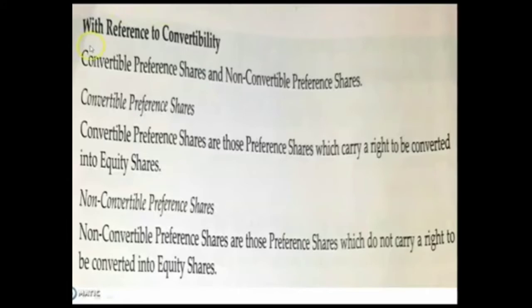Next category of preference shareholders are with reference to convertibility. There are two types of preference shares: convertible preference shares and non-convertible preference shares. Convertible means what? It will get converted into something else. So preference shareholders carry a right to convert into equity shareholders. If preference shareholders no more want to be in the list of preference shareholders, they have the right to get converted into equity shareholders.